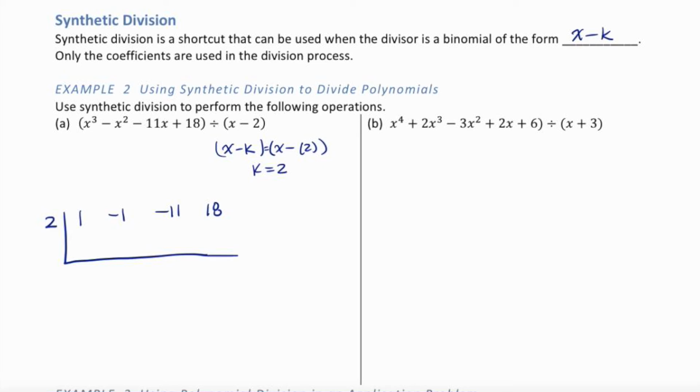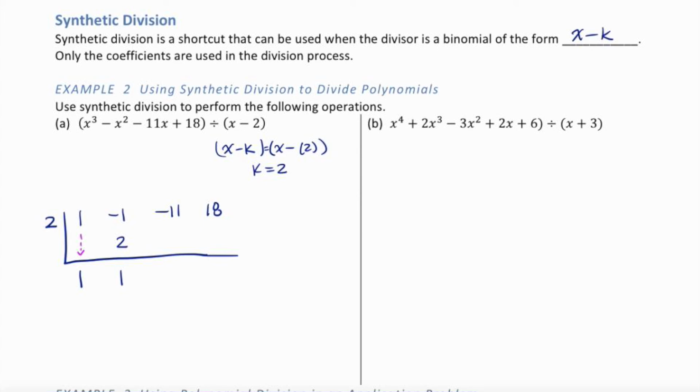Now the first step you always do is just bring this 1 down. Next, we're going to multiply 2 times 1 and write that in here. 2 times 1 is 2. Now go ahead and add these up. Negative 1 plus 2 is 1.